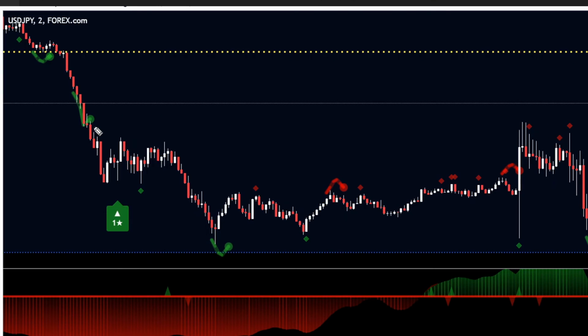So ICT, here's our fair value gap here. This would be our entry, stop loss here, take profit somewhere up here, but this is where we get stopped out. So we took one loss with ICT.